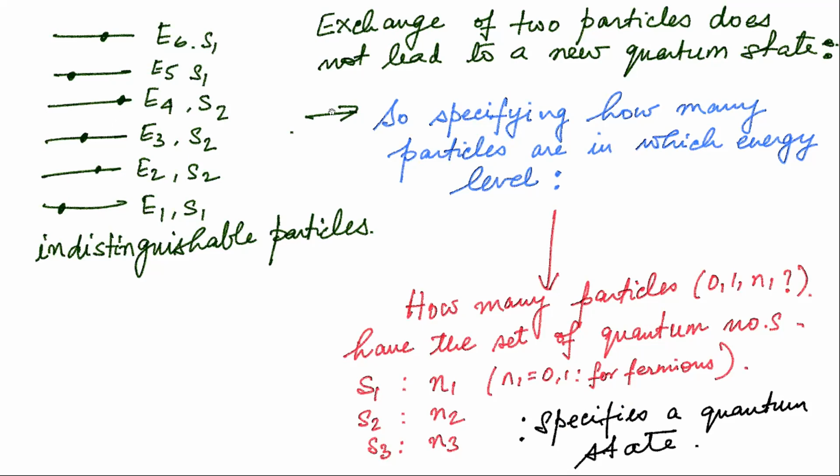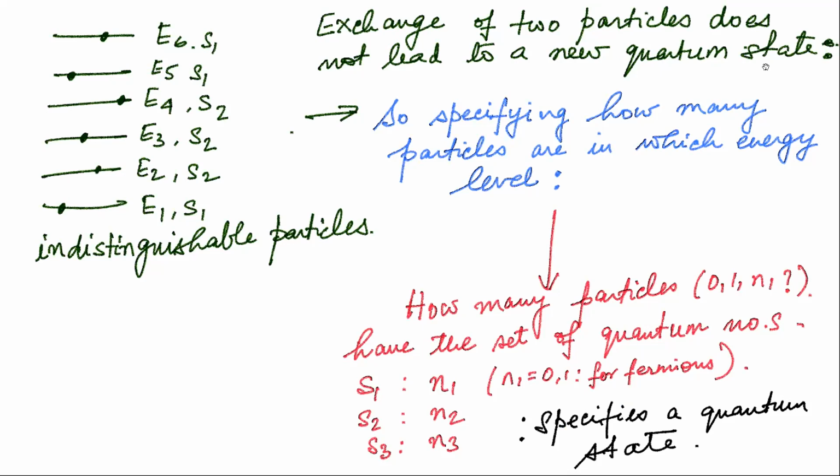Now, these quantum particles are indistinguishable in that if you interchange this particle and this particle between this quantum state and this, because this is the same S1 spin, or whatever be the quantum number, then on interchange, you get the same quantum state of the system. So exchange of two particles does not lead to a new quantum state.